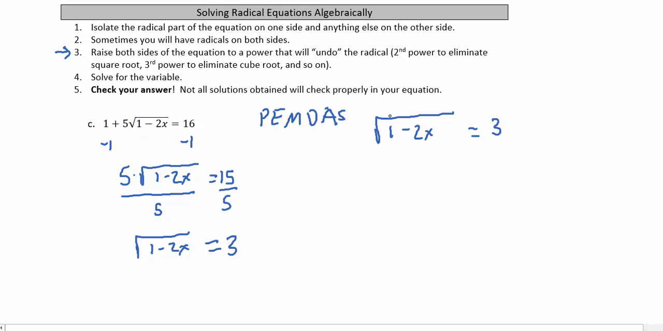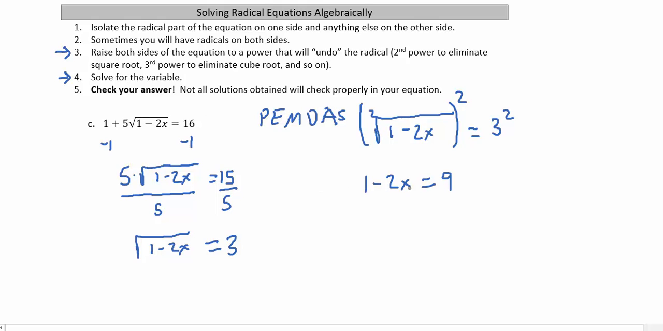This is the part where I argued that since the index on a square root is a 2, I need to raise both sides of the equation to the second power. So a radical with an index of 2 and a power of 2 will simplify out, leaving me with 1 minus 2x. Whatever is under the radical, often called the radicand, is the only thing that survives that squaring process. And on the right-hand side I get that 3 squared would be 3 times 3 or 9. So I've raised both sides of the equation to that power. That means I'm on step 4. This is the first example where step 4 wasn't automatically done for me.